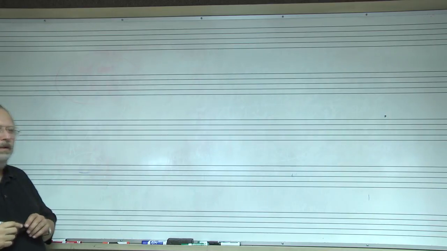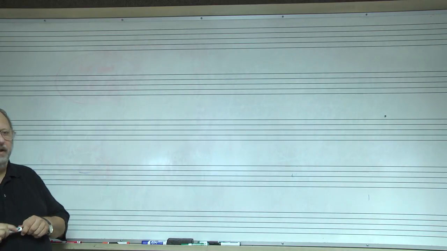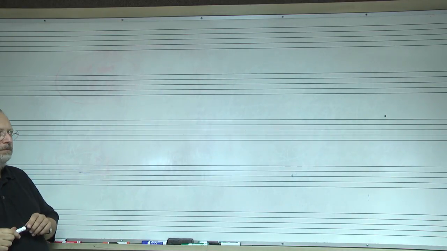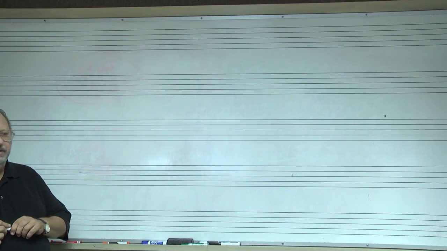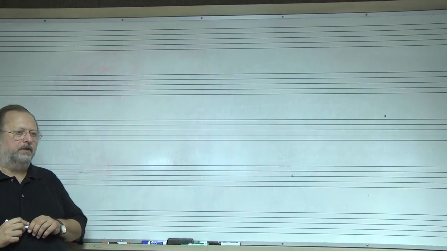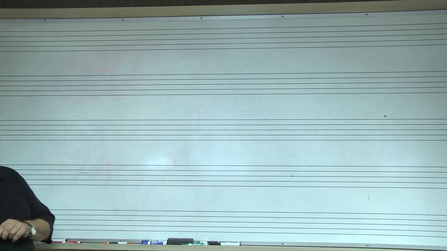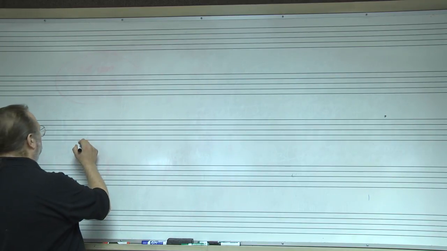So, in modern music, up to about the 1700s, everything they used was based on the major scale or the Ionian mode, right? So what happens here? We got this major scale.